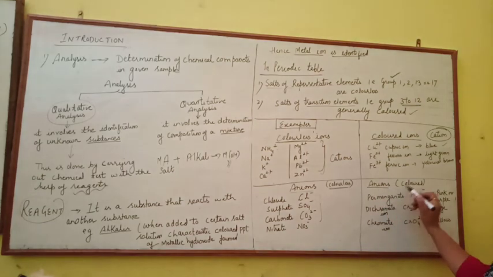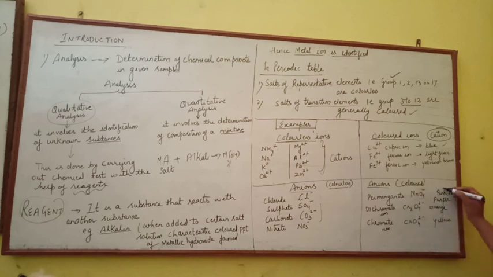Similarly, colored anions are permanganate, that is MnO4 negative, which is pink or purple color, dichromate, that is Cr2O7 2 negative, which is of orange color, then chromate ion, CrO4 2 negative, that is yellow color.